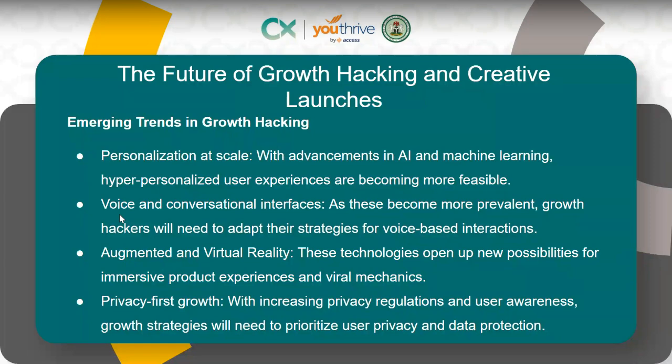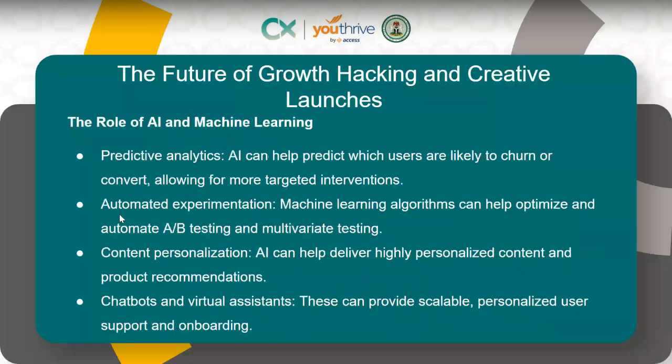Okay. So privacy first growth, with the increase of privacy regulation and user awareness, growth strategy will need to prioritize user privacy and data protection. All right. So what's the role of AI and machine learning in the future of growth hacking? In areas like predictive analytics, AI can help to predict which users are likely to churn and convert.